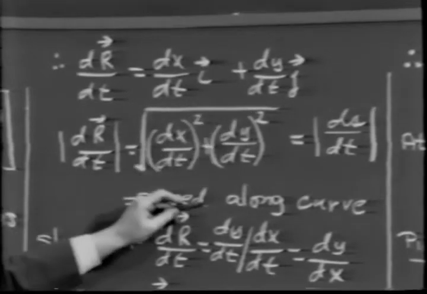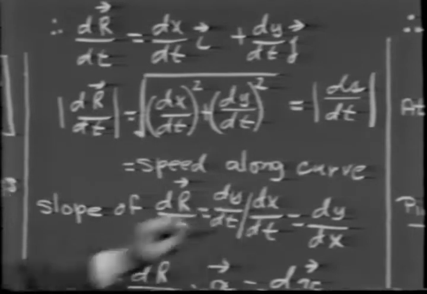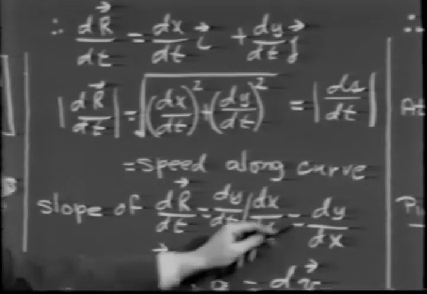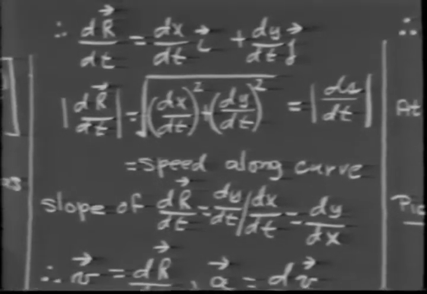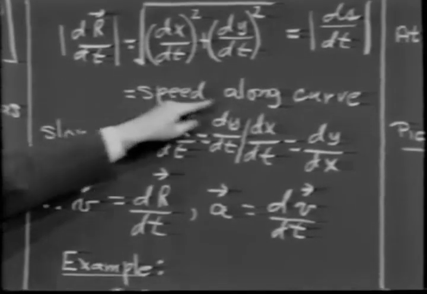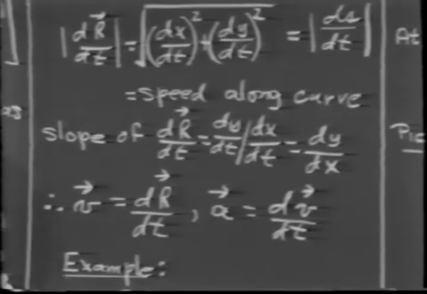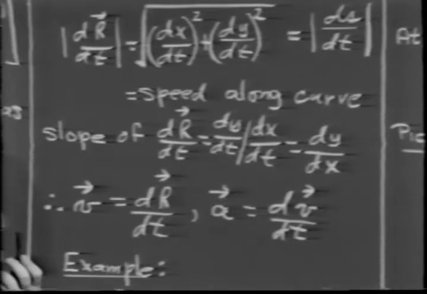On the other hand, if we look at the slope of dr/dt, the slope is determined by what? You take the j component, which is dy/dt, divided by the i component, which is dx/dt. By the chain rule, we know that that's dy/dx. Therefore, the vector dr/dt has its magnitude equal to the speed along the curve, and its direction is tangential to the curve. And what better motivation than that to define a velocity vector?